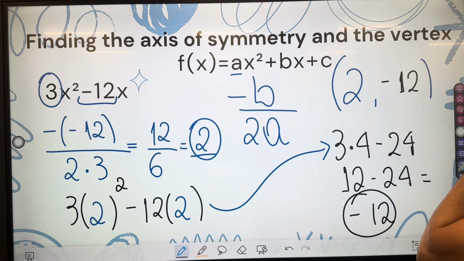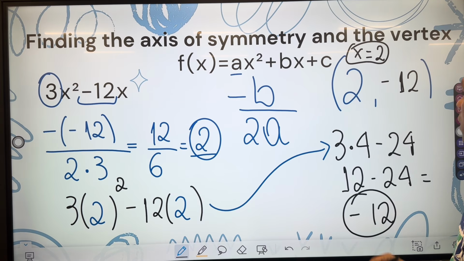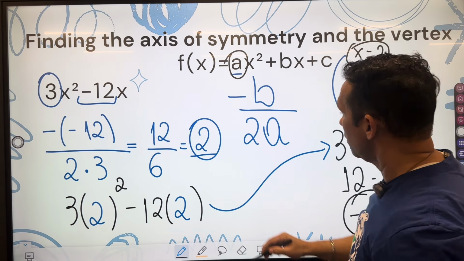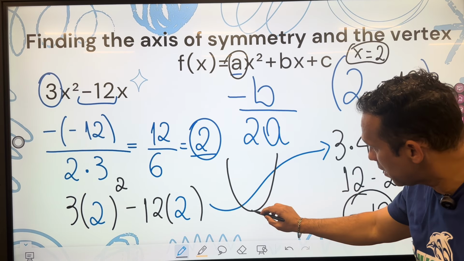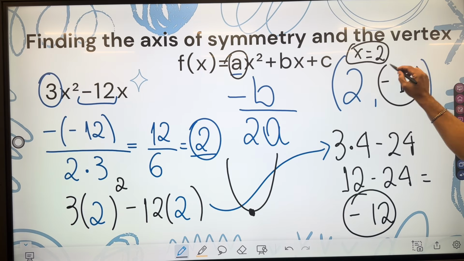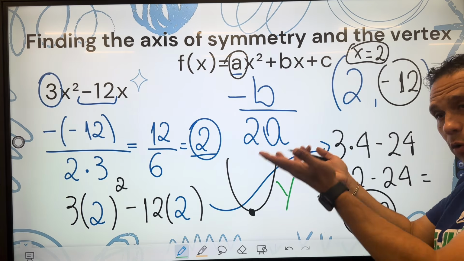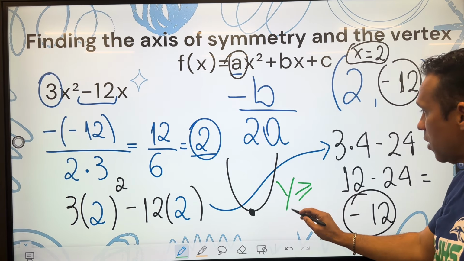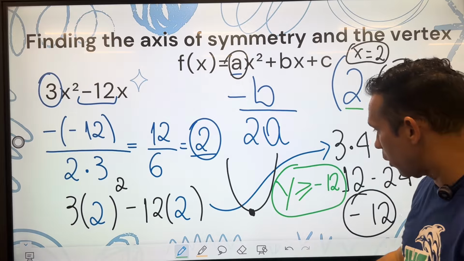This is important because this is the axis of symmetry, x equals 2. And since a is positive, the function will be upward. And this, the y vertex, is the lowest point. Negative 12 is the lowest point. Then we can say that since the function is going up, the range is any y greater or equal to negative 12. That's why this vertex is so important.